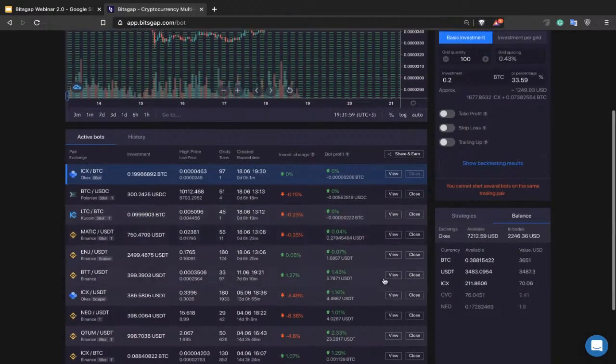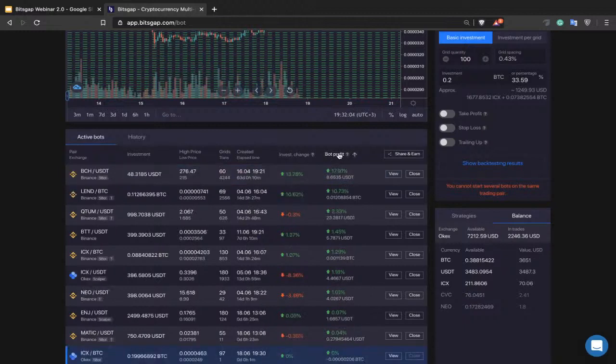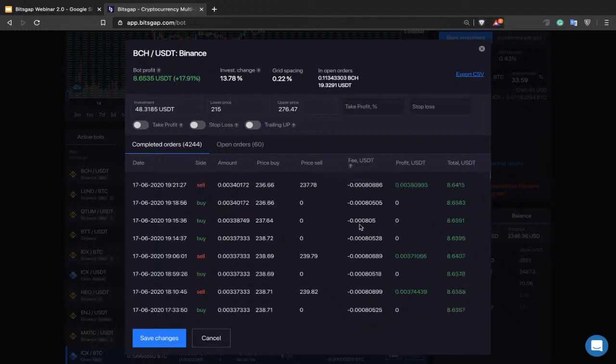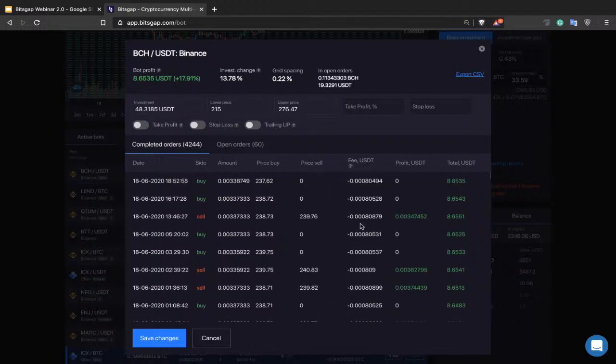And if I, let's say, open my Bitcoin Cash to USDT. So here we have fees. They are priced in. So each time you see the bot profit, you have to keep in mind that it is absolutely net of all fees. So fees are deducted from our profits, and that is how we get our pure profit, our net profit.